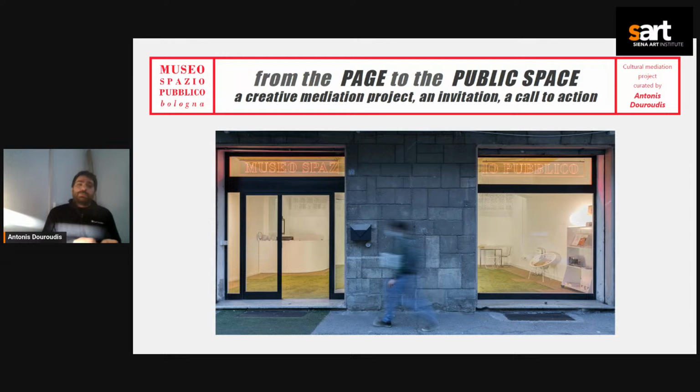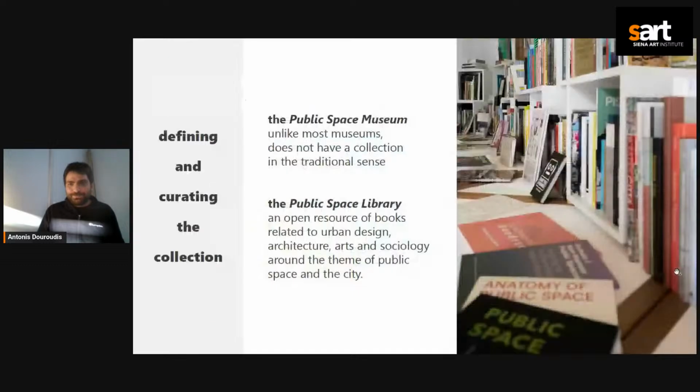So I developed this project called From the Page to the Public Space. I first took part in the cataloging of the library of the museum, which now, if you pass by, you would see on the right side. When the photograph was taken, it was not yet there. And for this project, I would like to thank the director of the museum, Luisa Bravo, who supported me and trusted me to do this project.